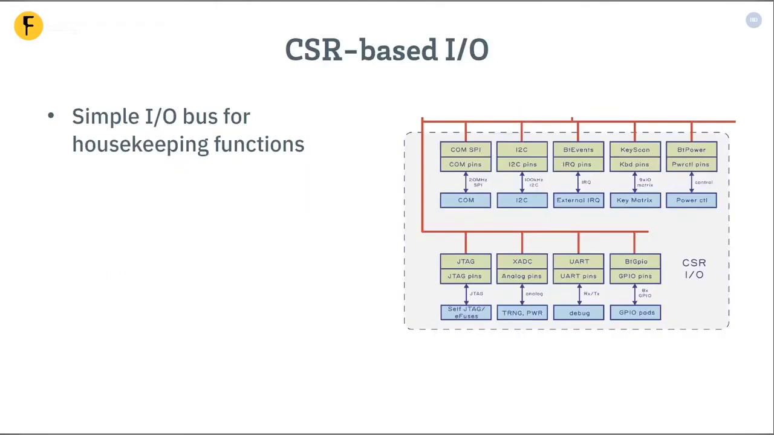We have a bunch of I/O functions that are built in to the device. We call them the CSR-based I/O. These are simple I/O for housekeeping. So we have I2C. We have some interrupt pins. The keyboard matrix is on here. Power control. We have JTAG, self JTAG inspection revealed, so we can go ahead and provision the eFuses, analog digital converter for power management, debug UART, these types of things, as well as the comms bus here.